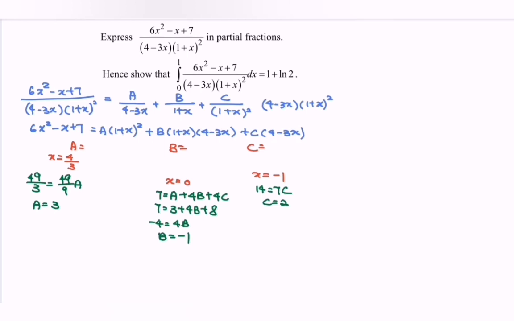So finally, substitute the values. 6x squared minus x plus 7 over 4 minus 3x bracket, 1 plus x bracket squared, where we have a, 3 over 4 minus 3x, b, negative 1 over 1 plus x, and then we have c, where we have 2 over 1 plus x bracket squared. So that is the partial fraction.